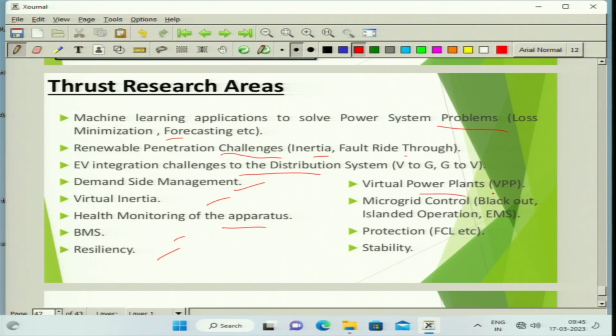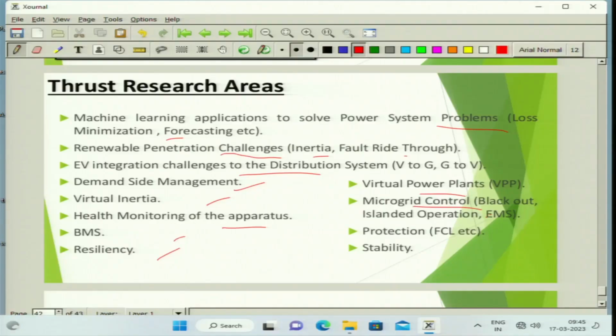Virtual power plants: if there is a fault and there are multiple microgrids placed, they can share power among themselves. Let's say there is a building with multiple homes, and due to some reason there is a blackout and the whole apartment is isolated from the system. I have some solar plant, you also have some load, and if I have excess power, I can sell power to you. Peer-to-peer energy trading and all that can also be done. Virtual power plants, microgrid control, protection, stability, so many research areas.